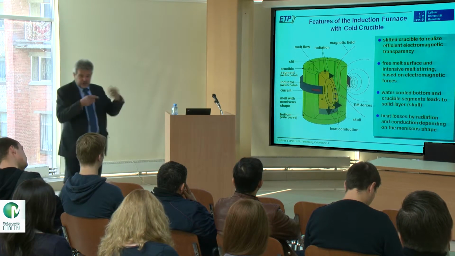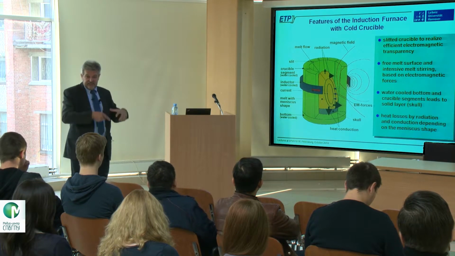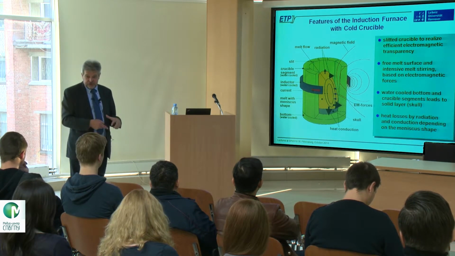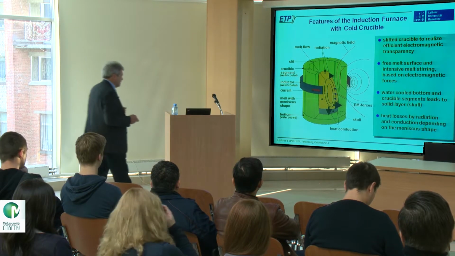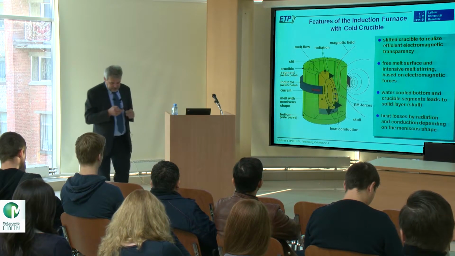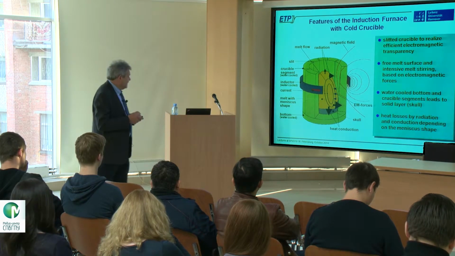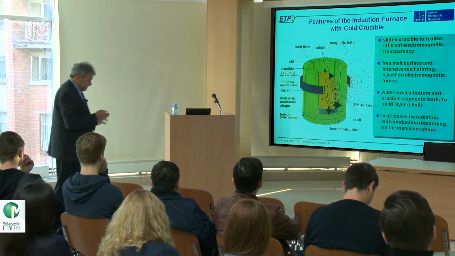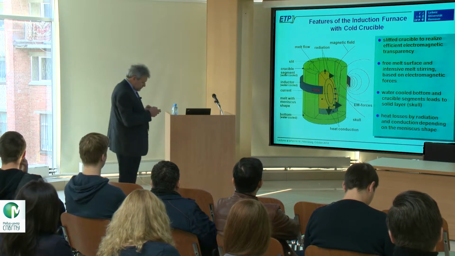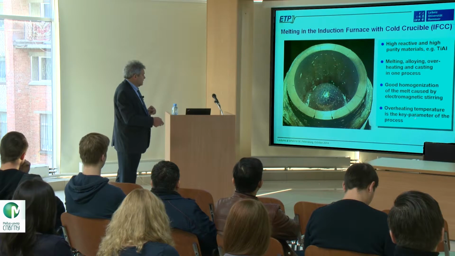But due to the strong stirring, you can imagine that we reduce this temperature gradient. Strong stirring means homogenization. And this is a little bit of a critical point. And this was one main point for investigation in our institute: the control of melt flow to increase this overheating.